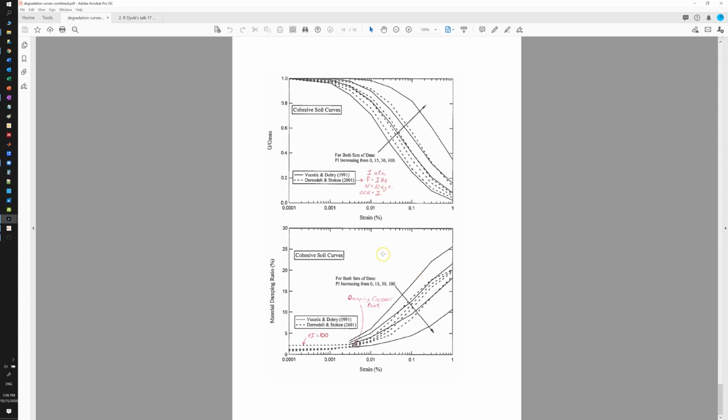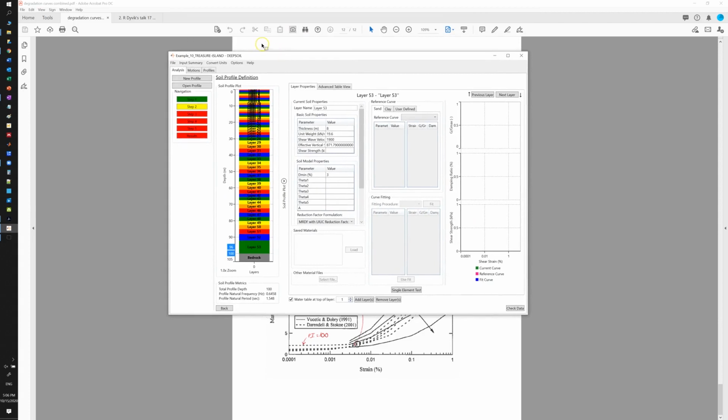And in your use, you will have options in DEEPSOIL. This is the DEEPSOIL software that you will use. Maybe on separate videos, I will walk you through how to use this software, but in the end you need to use it for site response analysis. Here, I just want to show you where the selections of those degradation curves come into play. At step 2, later on I'll explain all the steps.